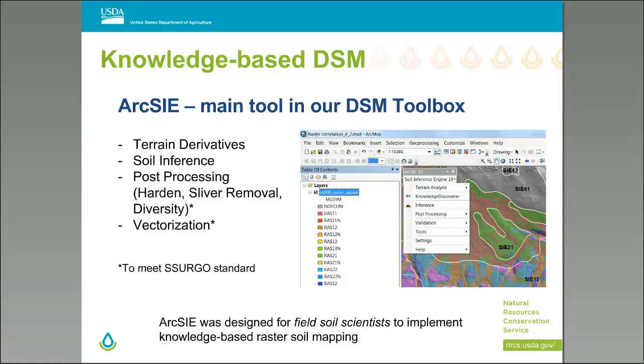And then it also does vectorization, so that's how you can turn that into a SIRGO product. The big thing here is that ArcSIE was designed for field soil scientists to implement knowledge-based raster soil mapping. The idea was that it's the soil scientists that know about the soil formative environment, and we want to be able to utilize that and have it be the soil scientists who are actually doing the modeling work too. I mean, we want to know that we're really doing justice to the expertise that we actually have out in the field.